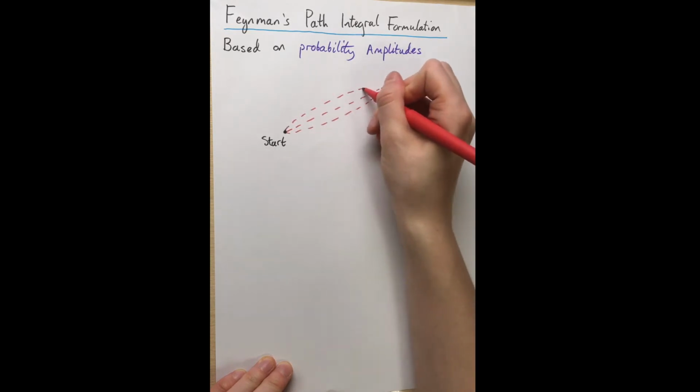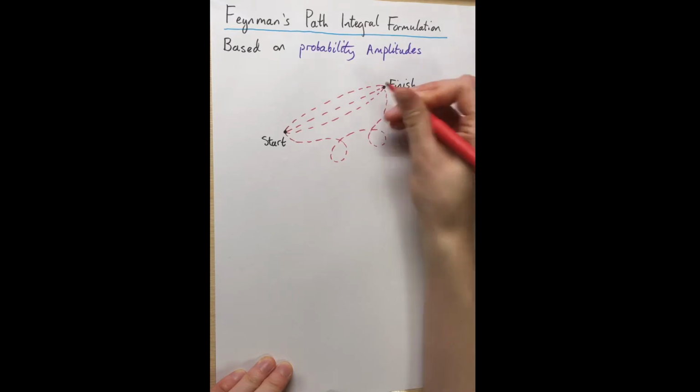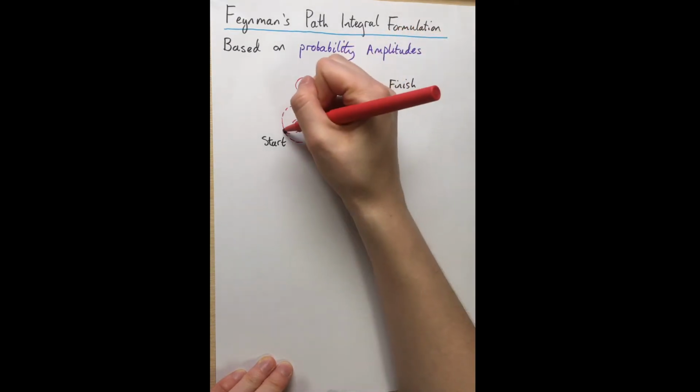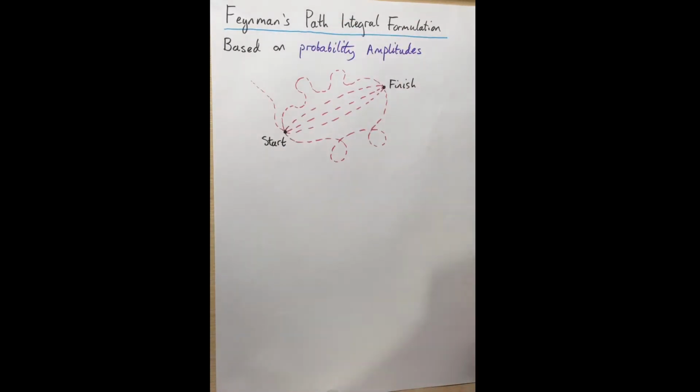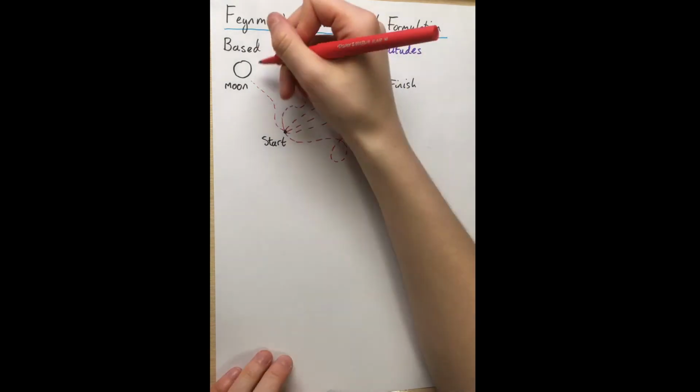Again, we can think of many different paths that this quantum particle could take. We can even think of paths that are very different from what we'd expect classically, such as the quantum particle travelling to the moon and back.